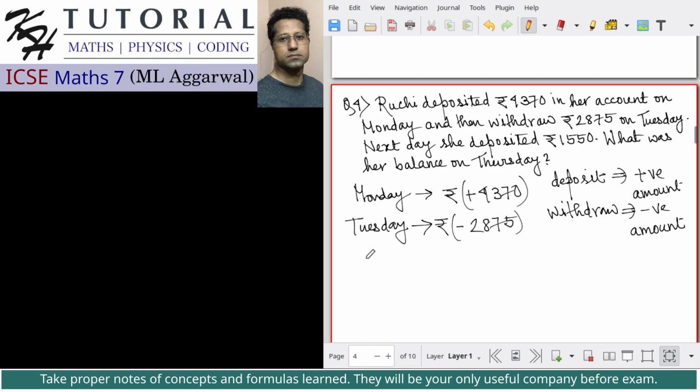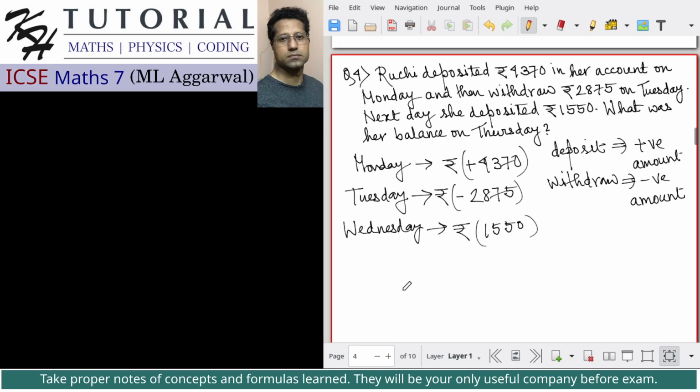2875. Now on Wednesday, that is the next day, she deposited again rupees 1550. So Wednesday, the transaction can be represented as rupees, since depositing money means positive amount. So this will be rupees 1550. So what will be her balance on Thursday?